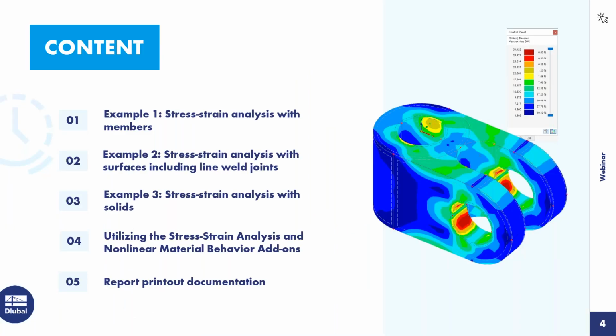So as far as the content over the next hour today, we will begin with our first example, which will be a stress strain analysis with member elements or 1D elements within our program RFEM. We'll then move on to the second example, which is a stress strain analysis with surfaces or essentially 2D elements. And I'm going to be showing you a new feature in RFEM 6, including line weld joints. Example 3 will be a stress strain analysis with a solid, and that will be our structure over here on the right-hand side, and that is essentially a 3D element.